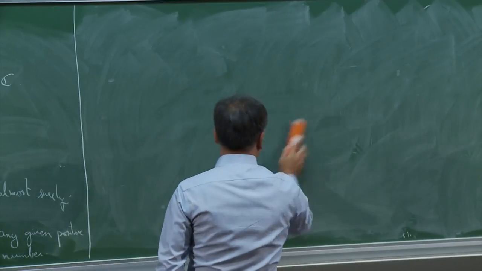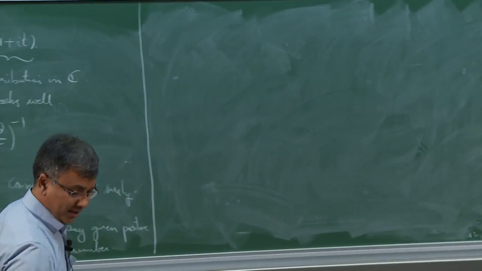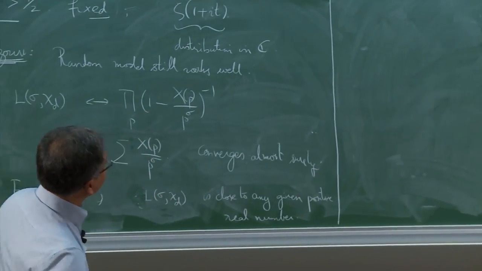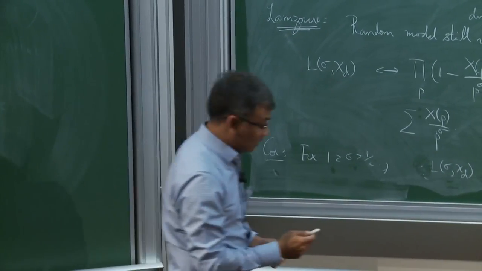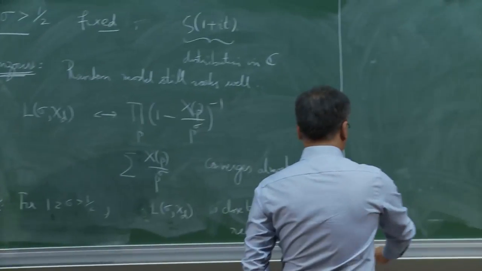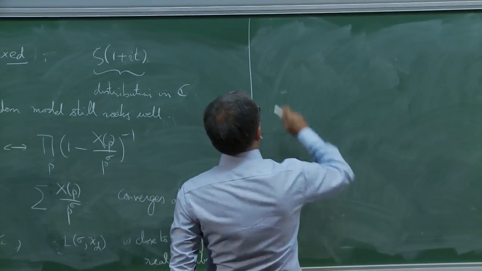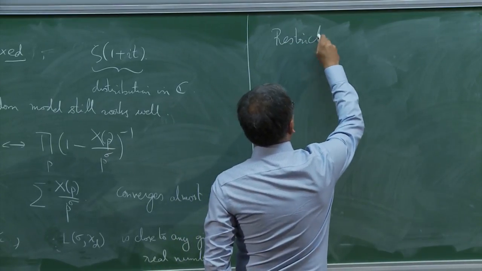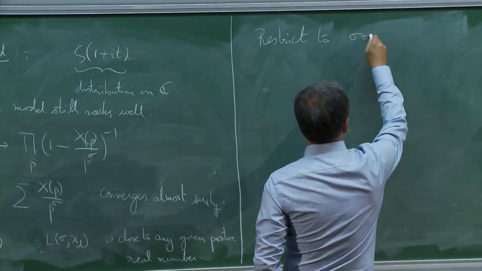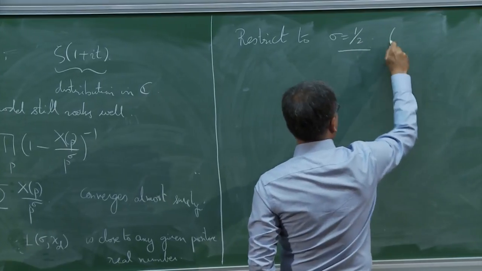So that tells you what happens to the right of the critical line. And now for the rest of the time, I'm going to talk only about what happens on the critical line. So now we're going to discuss sigma equals half, which is in some ways the hardest case.